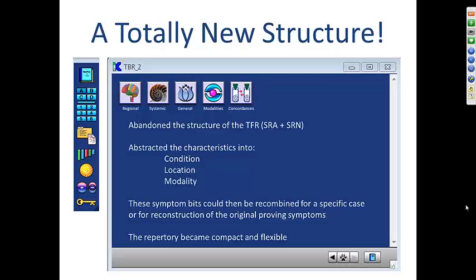There's a chapter just for locations. There is a chapter just for the condition itself, condition and sensations. And there's just a chapter for the modalities. And this allows you to reconstruct these symptoms in a very elegant way that has huge advantage. These symptoms could then be recombined for a specific case or for reconstruction of the original proving symptoms. And this made the repertory much more compact and much more flexible in practice.